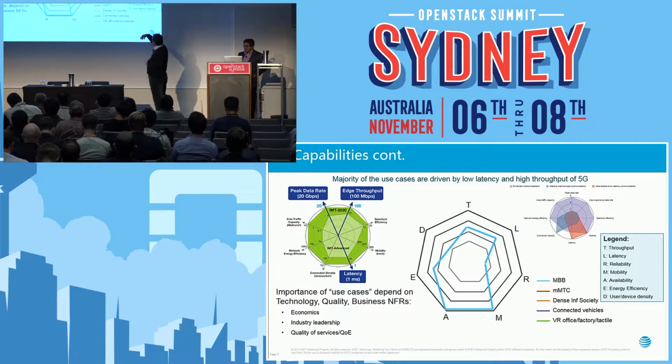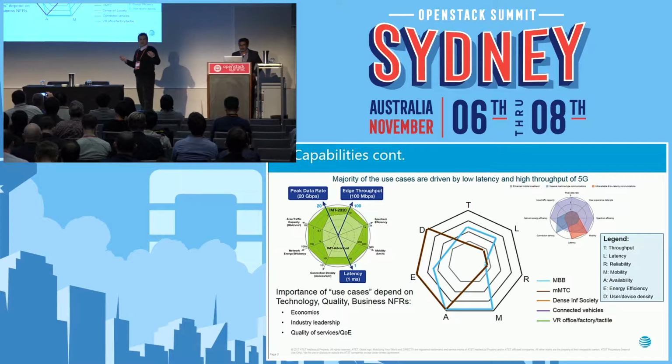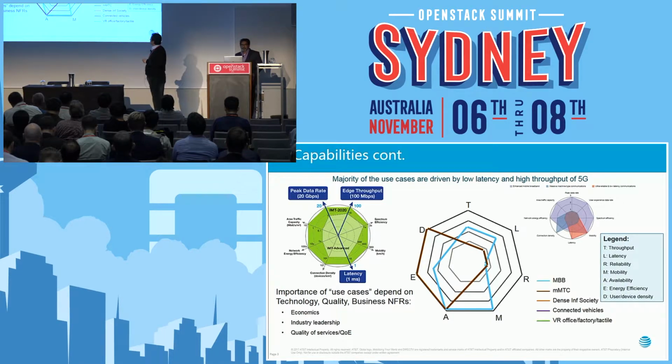The next one is massive MTC. This is a new use case, because we have tons of sensors and devices with very limited capabilities, and what do they require?